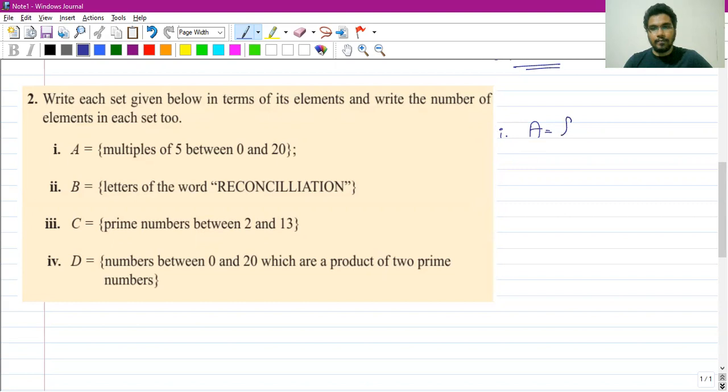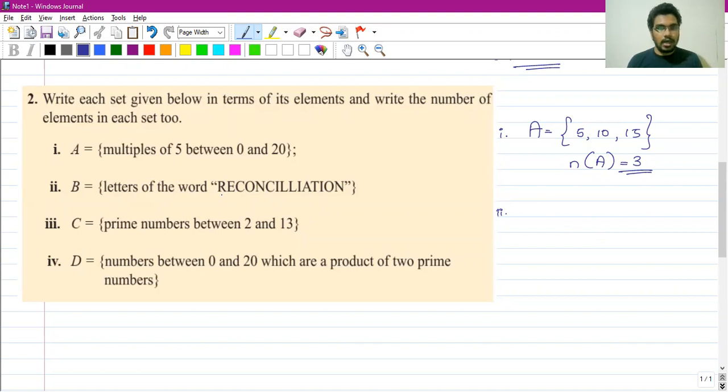So 5 is a multiple of 5, then 10, next 15. So these are multiples of 5 between 0 and 20. We cannot take 20 because they have told only to take between 0 and 20, not 20. And here in the question, they have told to write the number of elements in each of the sets. So we can write n(A) is equal to 3. There are 3 elements. That means 3 is the answer for this one. Okay. Shall we move to our next part?